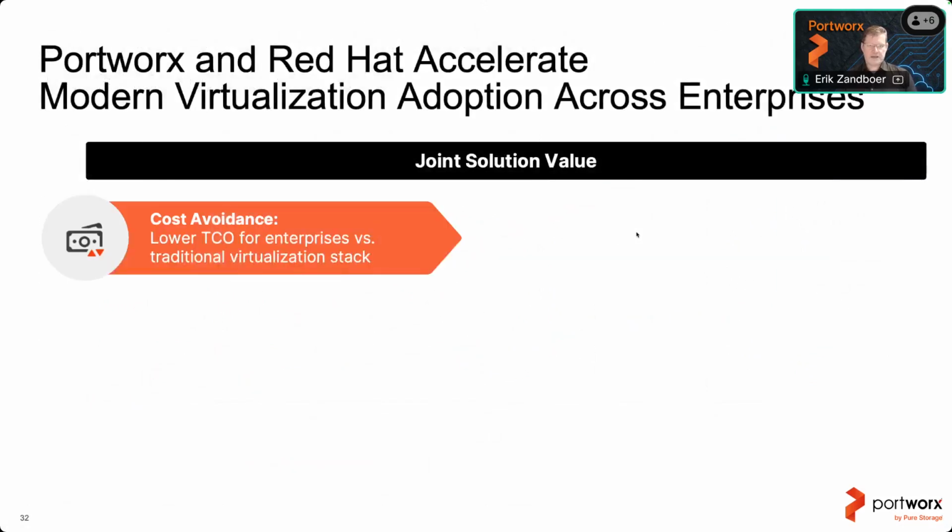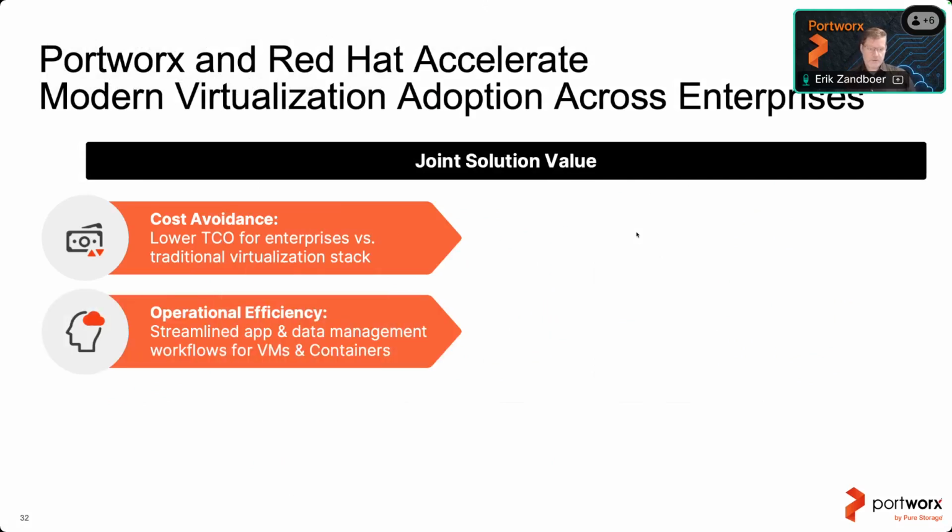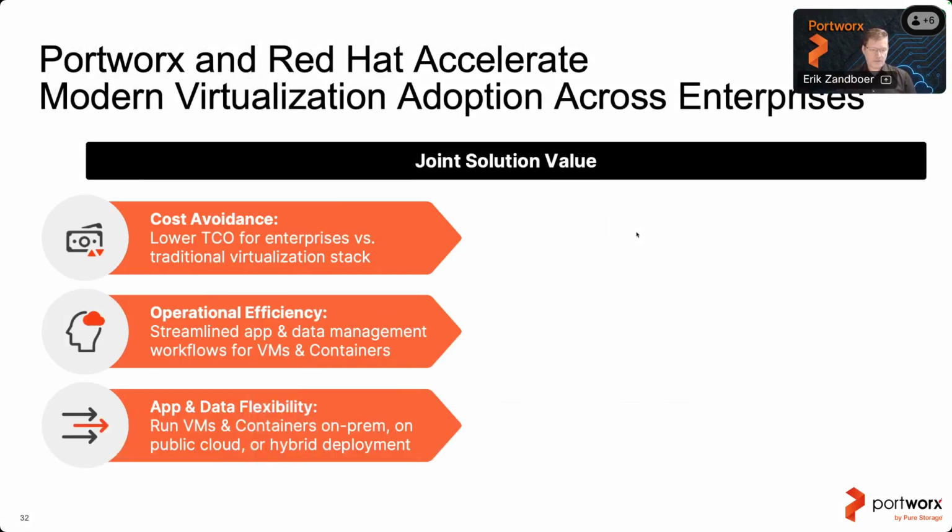So this is, again, an official slide. It's too many words, I think, but so cost avoidance, obviously. You have operational efficiency because you now have VMs and containers running hand in hand on the same platform. And you can run them anywhere. You can run it on-prem, public cloud, or you can even do hybrid.